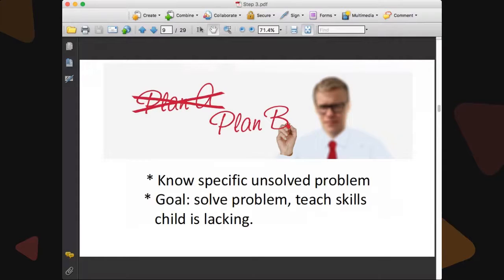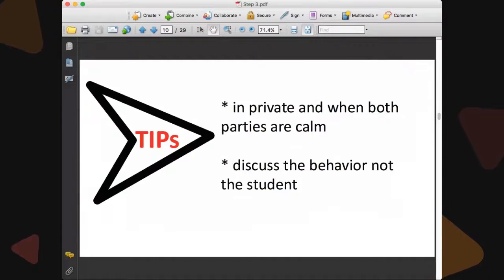So the goal of Plan B is to not only solve the problem, but to teach your child those skills that they're lagging in right now. So tips that Ross Greene gives is to make sure that you do this collaborative discussion in private when both you and your child are calm. And you want to make sure that you focus on the behavior, not the student.